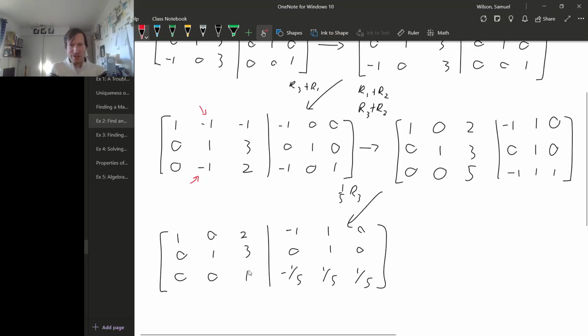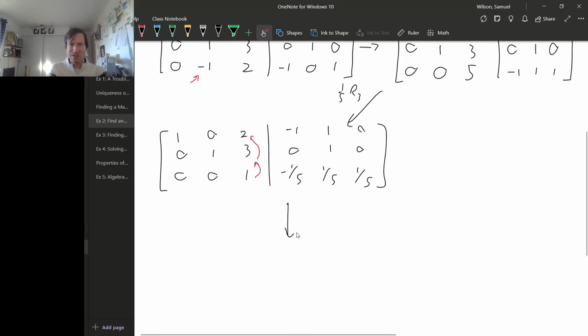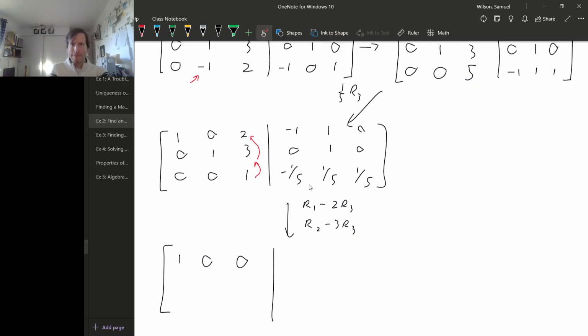Now we need to use this third row to eliminate the stuff above it. So let me actually do it down here. We're going to do row 1 minus 2 times row 3, and row 2 minus 3 times row 3. Okay. So first row, 1, 0, and then 2 minus 2 times row 3 is 0. Now minus 1 minus 2 times row 3, so minus 1 plus 2/5 is minus 3/5. 1 minus 2/5 is plus 3/5. And then 0 minus 2/5 is minus 2/5.